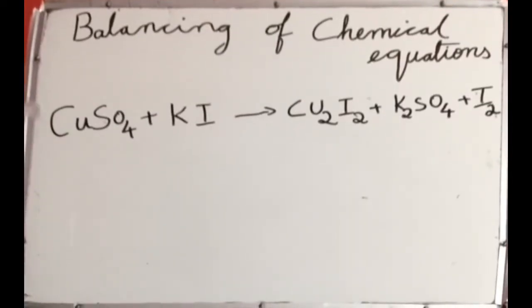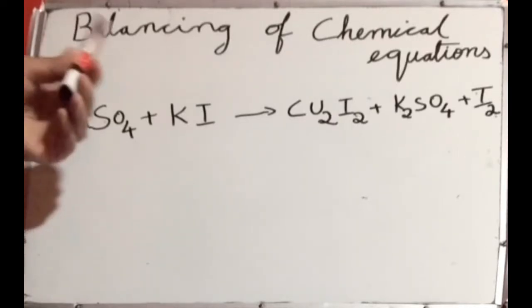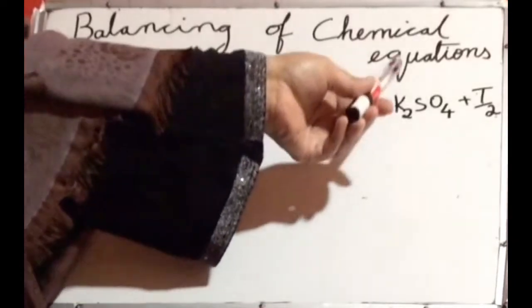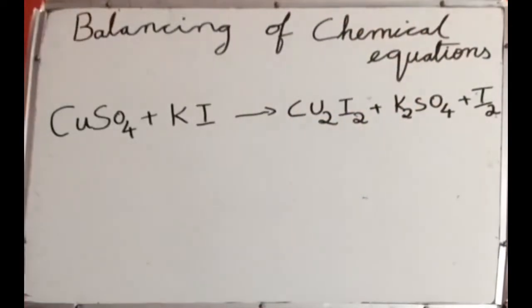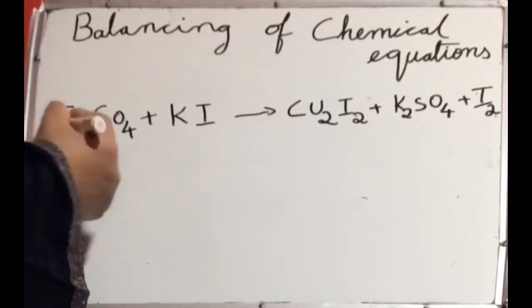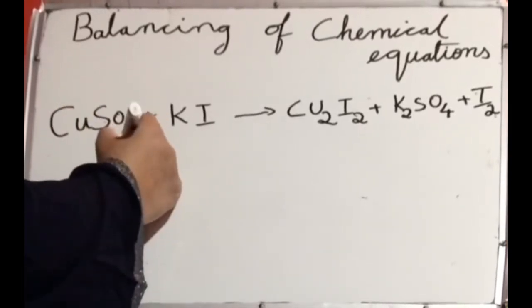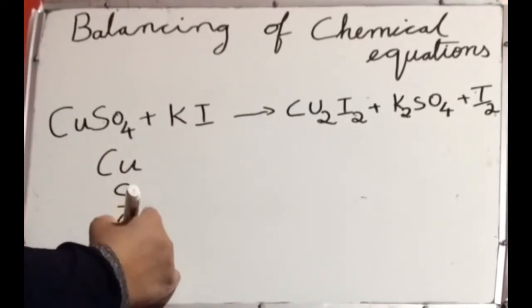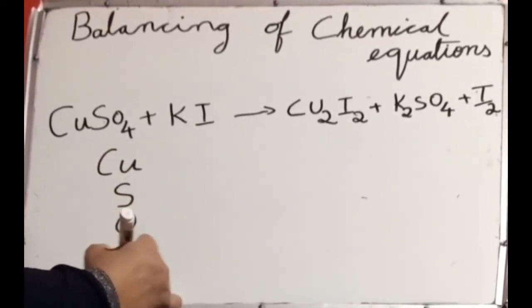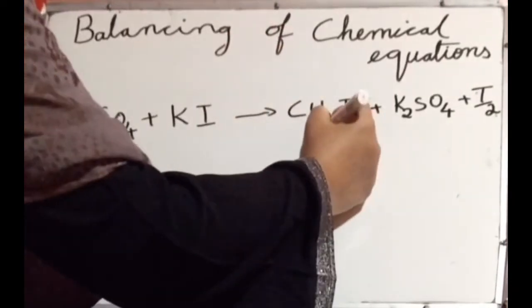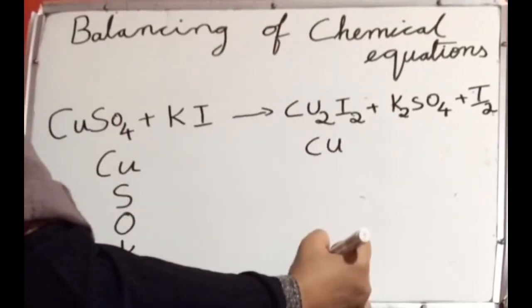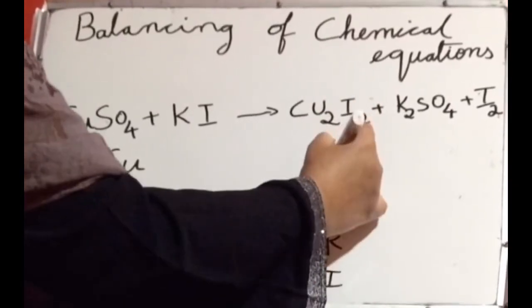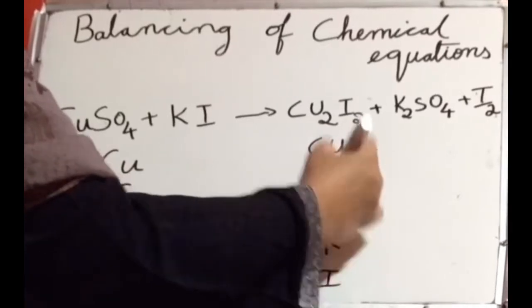Let's see this reaction. CuSO4, that is copper sulfate, reacts with potassium iodide KI to form Cu2I2 plus K2SO4 plus I2. Now what is the first step? I write down all the names of the elements. Symbols are copper, then sulfur, oxygen, potassium, iodine. So what all I have here? I have here copper, I have here iodine, then potassium, sulfur, oxygen.